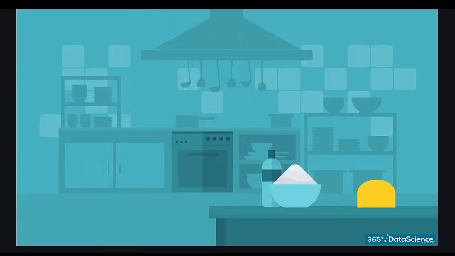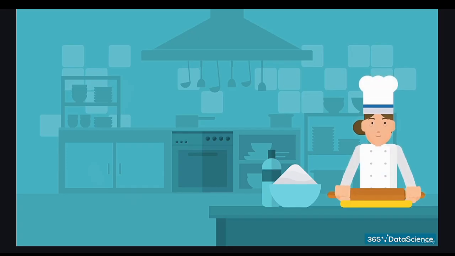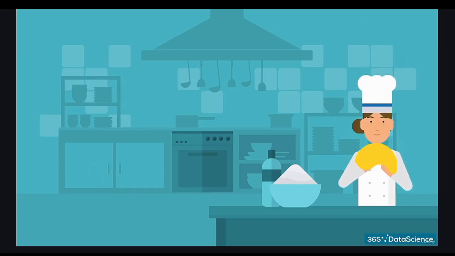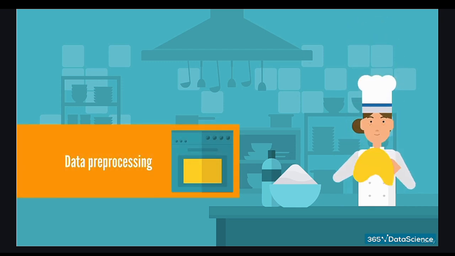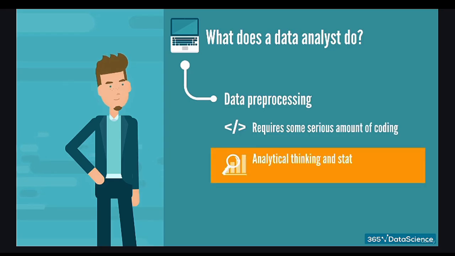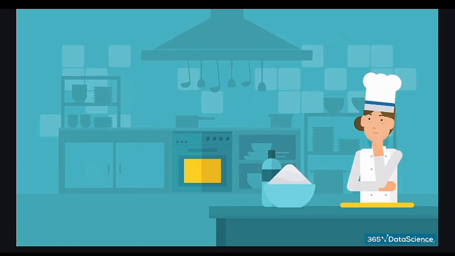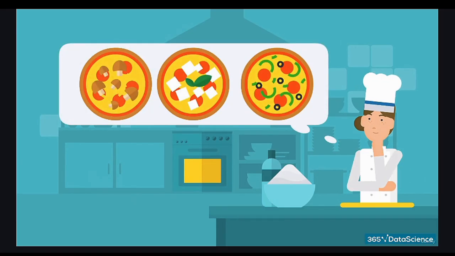But that wouldn't be satisfactory for a cook, let alone a data analyst. We need to punch it, rotate it, and reshape it until we can feel it's ready to be put in the oven. That's the data pre-processing part. Yes, it may require some serious amount of coding, but it is the analytical thinking and statistical methods that are going to be leading that part of the process. Sometimes, this step involves some data manipulation as well, involving techniques such as sorting to reorganize your information into a more presentable format. Now that your dough is ready, it seems that there are plenty of ways to cook a nice pizza. Don't you agree?